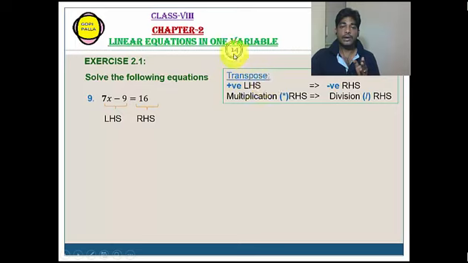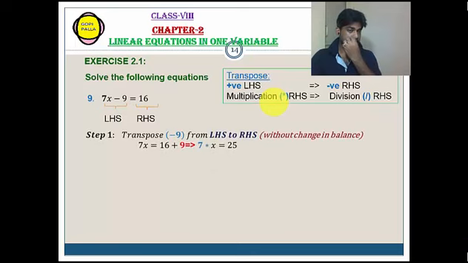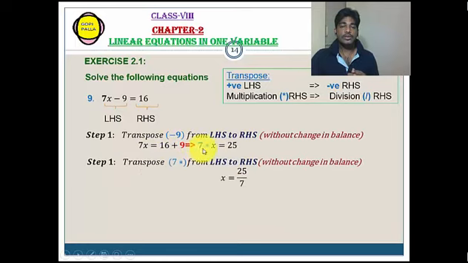So positive from one side will go to negative, and vice versa, negative will become positive when moving to the other side. Similarly, multiplication on one side will go to division on the other side. So this is the transpose concept. We'll use this transpose concept for solving this equation, which is a very simple way. So the transpose of minus 9 from the left hand side will move to the right hand side. So minus 9 will become plus 9. So 7x is equal to 16 plus 9. So 7x is equal to 25. So here 7 into x, this is multiplication of the variable 7 into x.